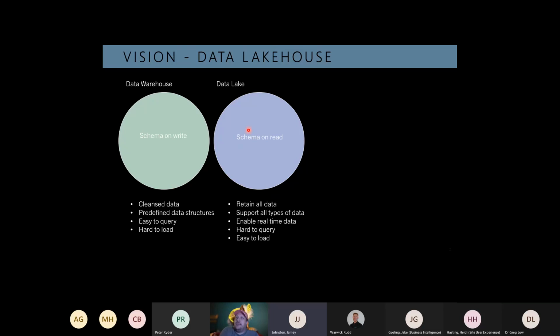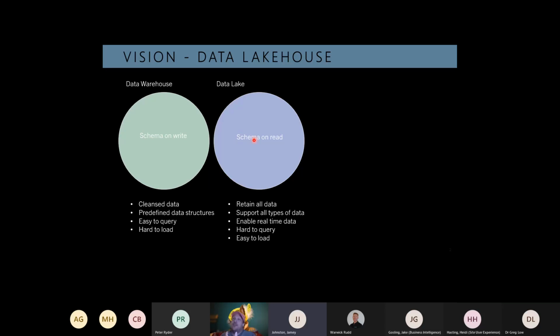Then you have the data lake. A data lake can support all types of data. You can have real-time data streaming into these data lakes, but often it's hard to query because a lot of times it's just blobs. These data lakes are typically just blob storage. They can have Parquet files, JSON files, CSVs, all these different things, but they're easy to load. You just dump the files there, dump your data there.